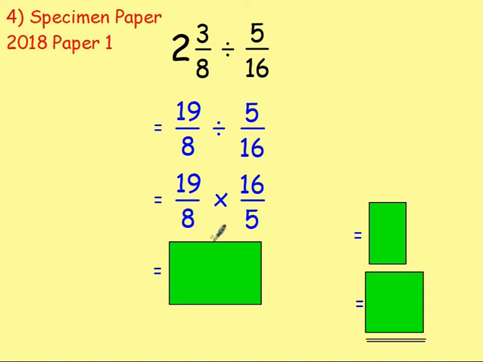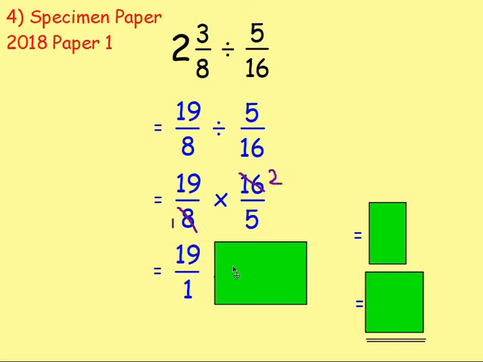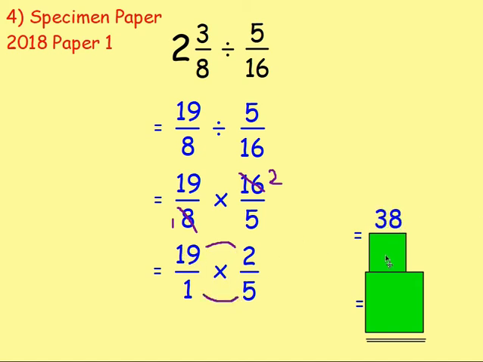Which one would you go for? The 2, the 4 or the 8? Perfect, go for the 8. Go for the biggest number you can. So 8 divided by 8 is 1. 16 divided by 8 is 2. I'm going to rewrite this once again. So that becomes 19 over 1, and then I'm multiplying that by the 2 over 5. I've simplified that now, so I just have to multiply the numerators together and multiply the denominators together. So 19 times 2 is 38, good, and 1 times 5 is 5, so 38 fifths will be our answer.